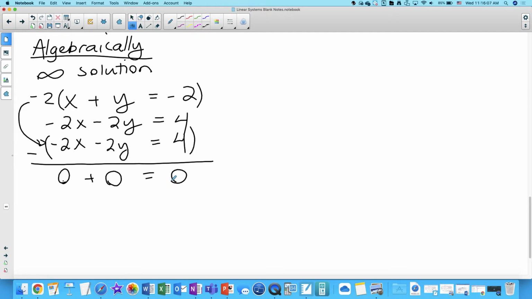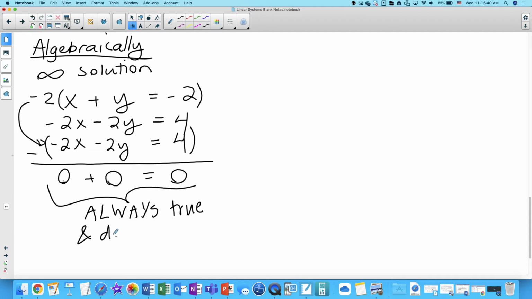Tell me about this equation. Is it valid? Is the left side equal to the right side? Yes. The left side always equals the right side. Doesn't matter what x is, doesn't matter what y is. And this is what you will see when you have infinite solutions. You will get some sort of equation that is always true and doesn't involve x and y.